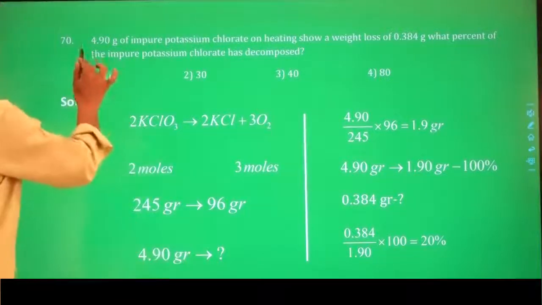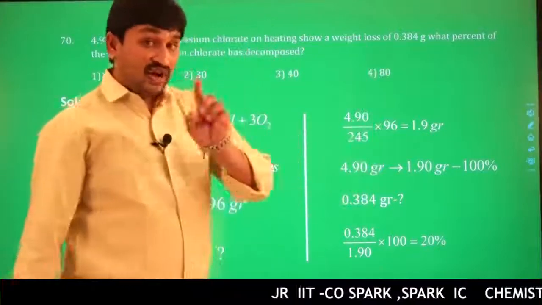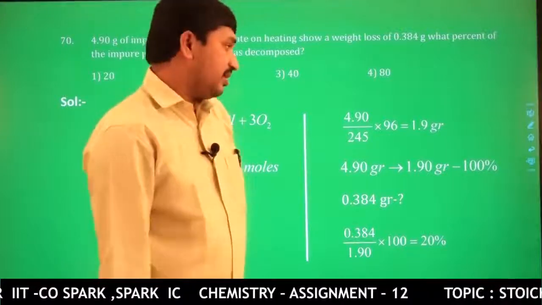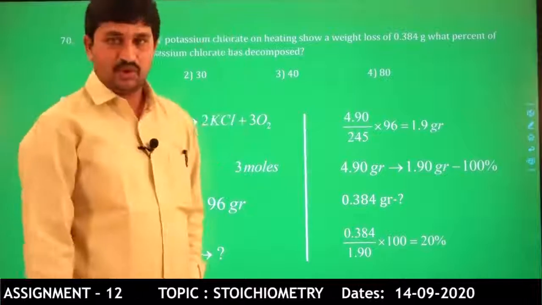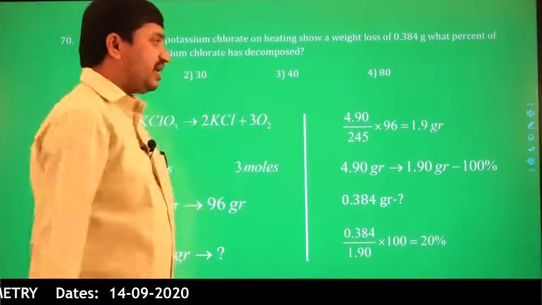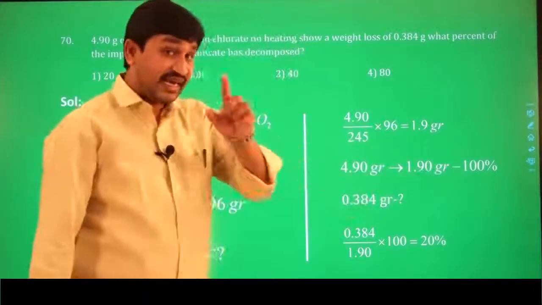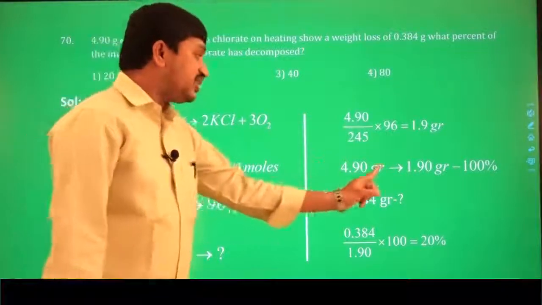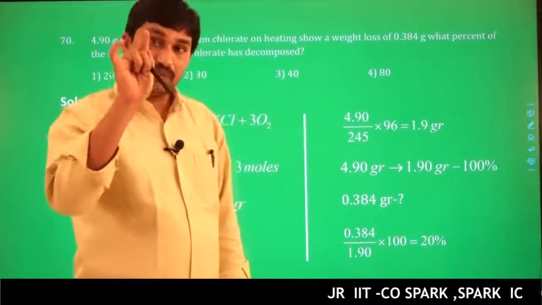Actually 4.9 grams of potassium chloride decomposes, it loses 1.9 grams of O2, but here the given value is 0.384 grams only. Now what is the percentage of potassium chloride that decomposes? That is the question. Suppose 4.9 grams of potassium chloride decomposes, it loses 1.9 grams. Then 1.9 grams is taken as 100%, so 0.384 grams is taken as how much percentage? That is the decomposition of potassium chloride in percentage.